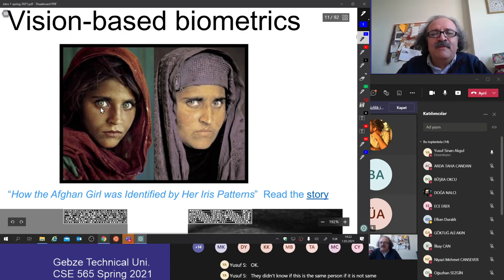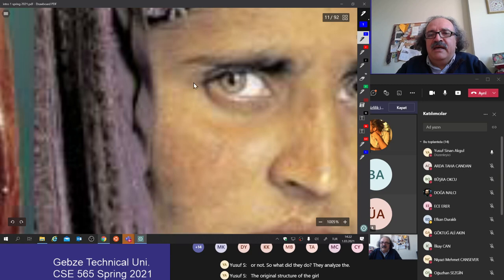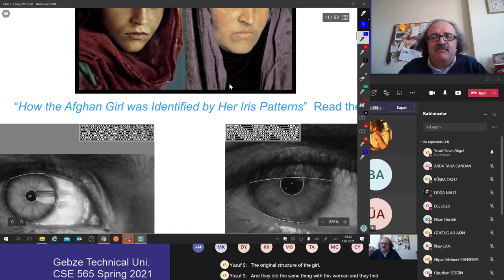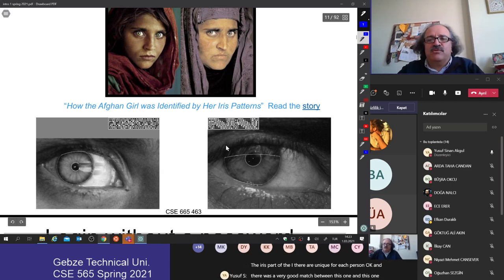So what did they do? They analyzed the retinal structure of the girl, and they did the same thing with this woman, and they found out that these two are the same person. This is called person recognition using the iris patterns. By looking at the patterns inside the iris part of the eye, they are unique for each person. Okay? And there was a very good match between this one and this one. They said that these two persons are the same.